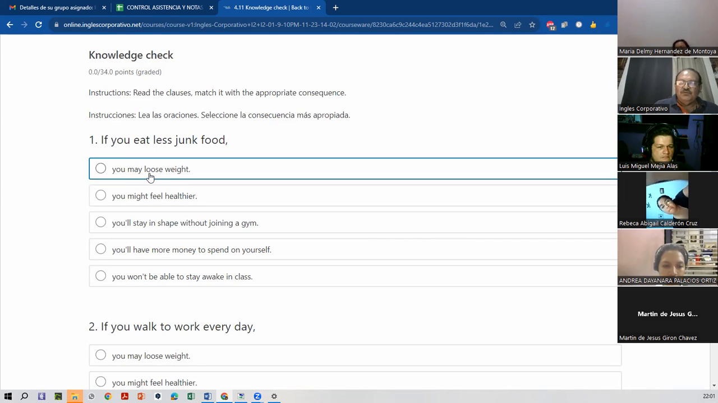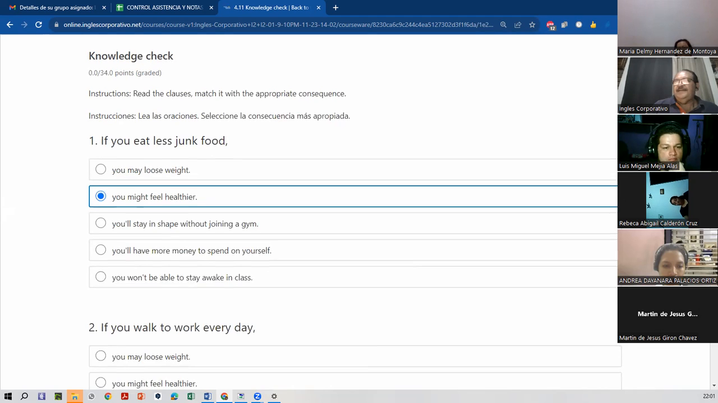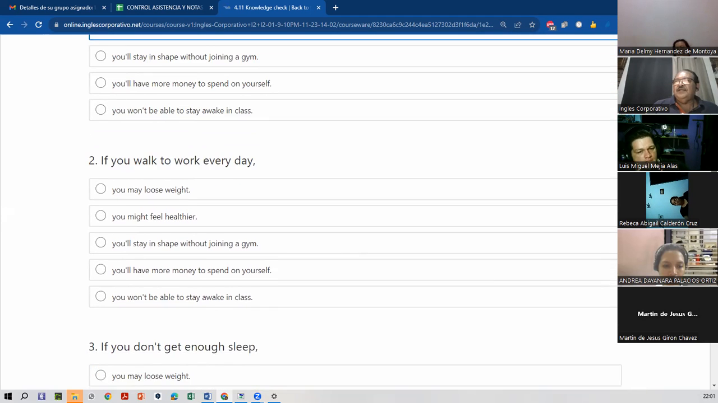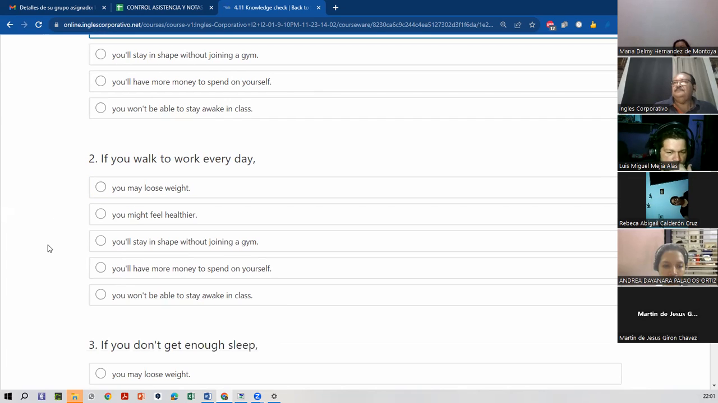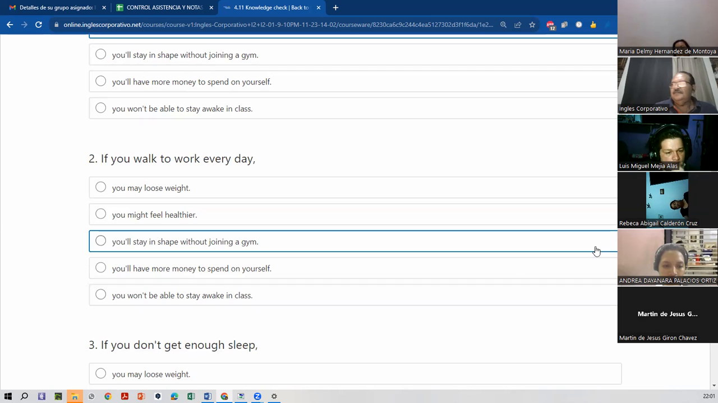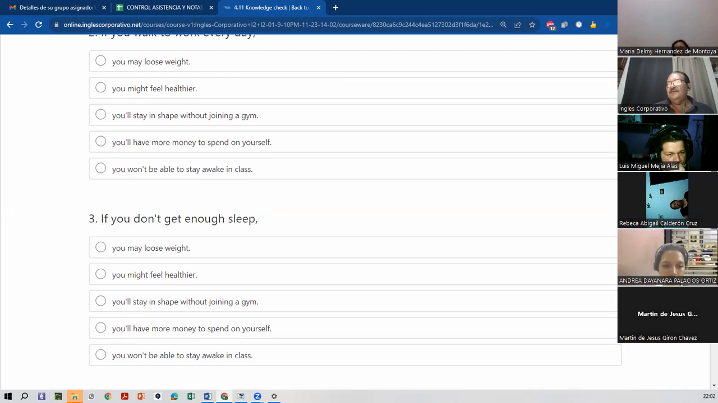No, because this is not lose. Teacher, you might feel healthier. Healthier, yes. Okay, it's the loose of holgado, flojo, right? And you have a loose shirt, loose pants. Okay, that could be. If you walk to work every day, you have more money to spend on yourself. Could be. But something more related to this? Because here it says if you exercise, maybe if you don't get married.